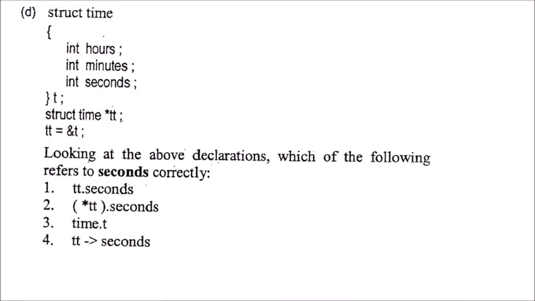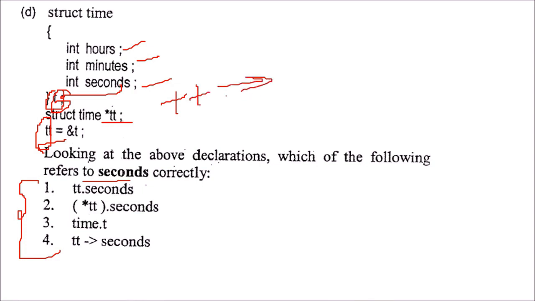We have a structure time. We have 3 contents here. We have made a pointer to this structure, and then we have assigned this address to this tt. Now how to access this? We want to refer to seconds directly. We can do t.seconds, but it is not given in the options. But if we are using tt, we have to use tt, then arrow, and then seconds. So this is okay. The 4th one is correct.